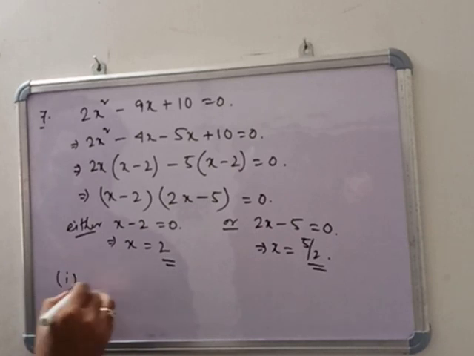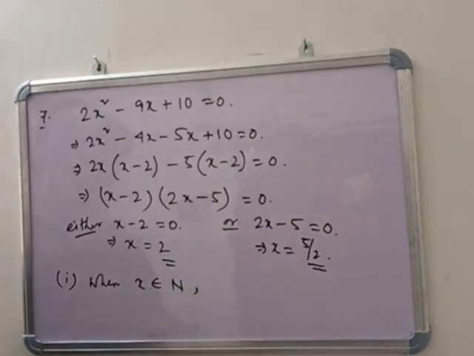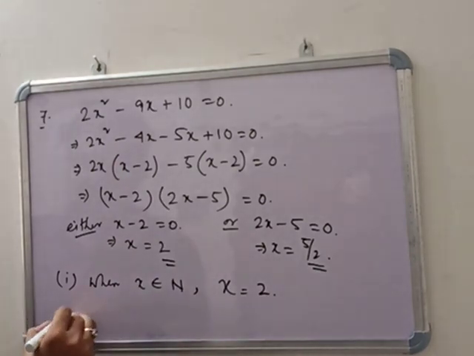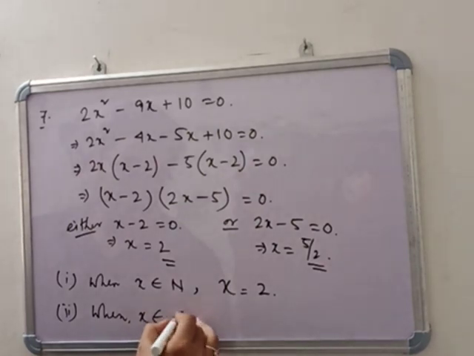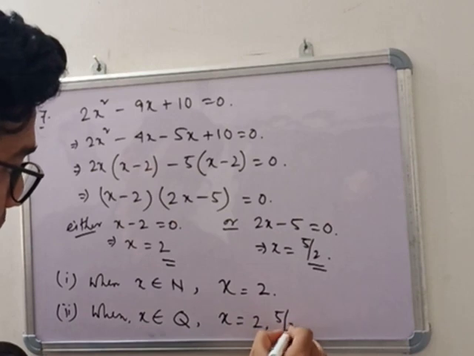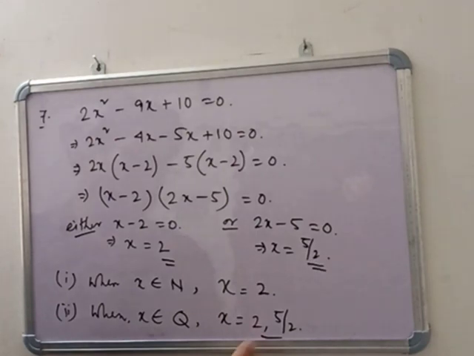In number 1, say that when x belongs to natural numbers, then the value of x is 2. And in number 2, when x belongs to integers, that is x equals 2 and 5 by 2 both. Okay. Next one. Here q equals integer or rational number. We can say the rational number also. So q equals rational number. Okay. So 2 and 5 by 2 are also rational numbers.